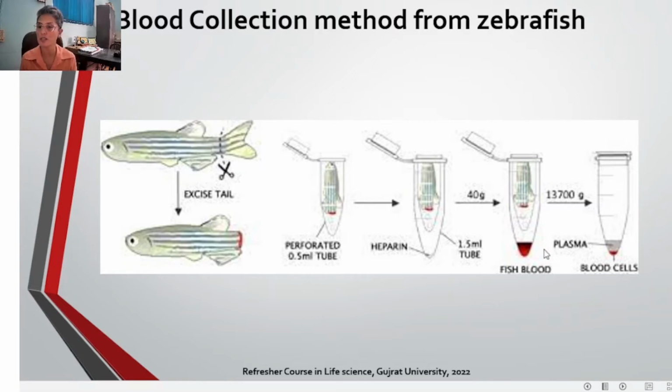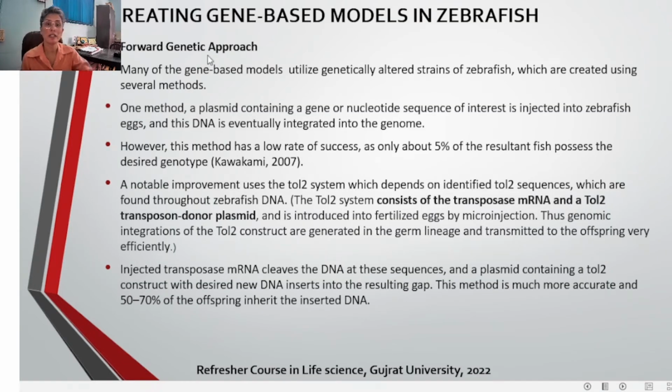At the end of the procedure, we will have the differentiated blood cells in the form of a pellet, and the plasma will be separated out, and we can collect the plasma as well as the blood cells of the zebrafish. Now, creating gene-based models in zebrafish. How we can create gene-based models in zebrafish for the study of various types of human disease like Parkinson disease, Huntington disease, Alzheimer disease, and neuropathy, as well as skeletal deformities related to humans.